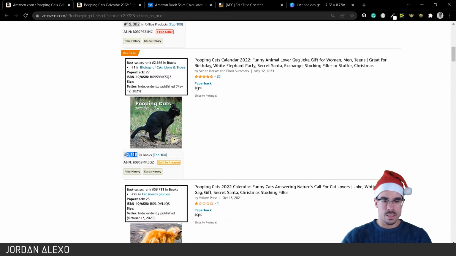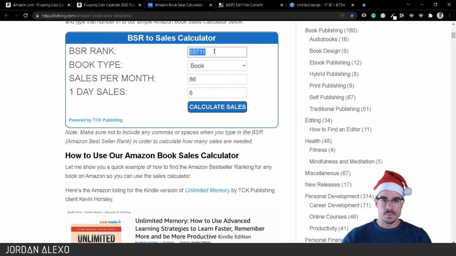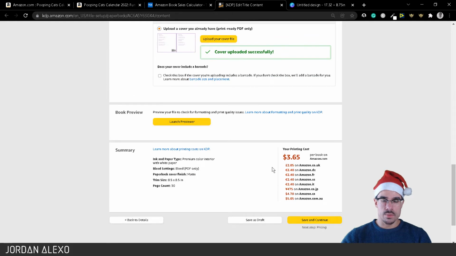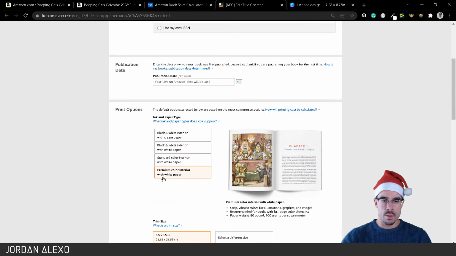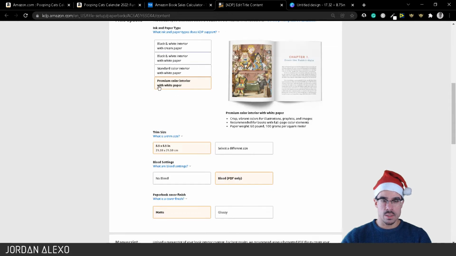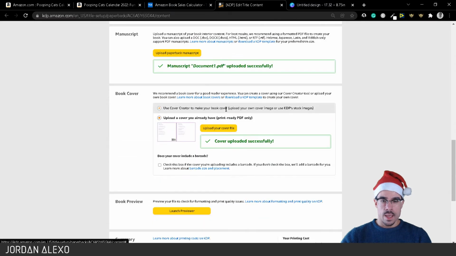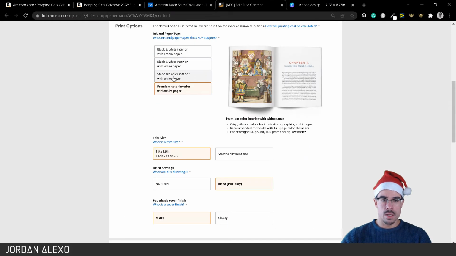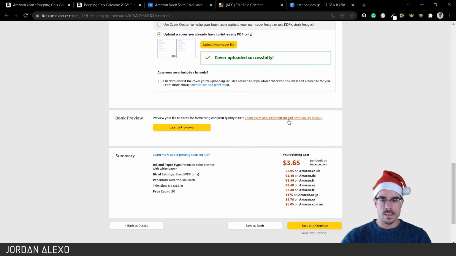Let's just over here see how much you can do as an estimate. Let's say that you have this guy over here that is selling pretty well, and let's put books, calculate 84 copies per day. And actually, I went to Amazon to see how much it would cost a production of a book similar to this. And we are talking with a premium color interior. Okay, so this is the best paper type for a colored interior. And it costs $3.65 to produce it.